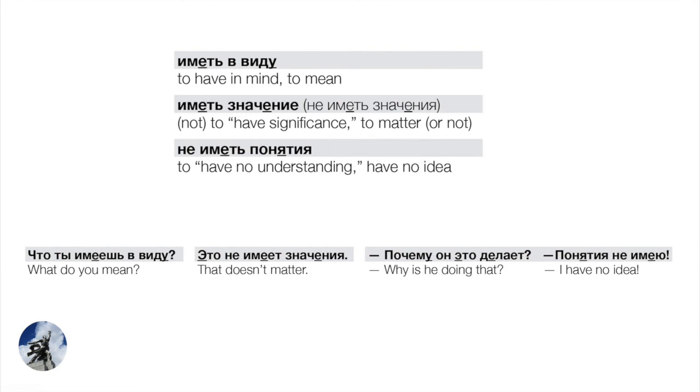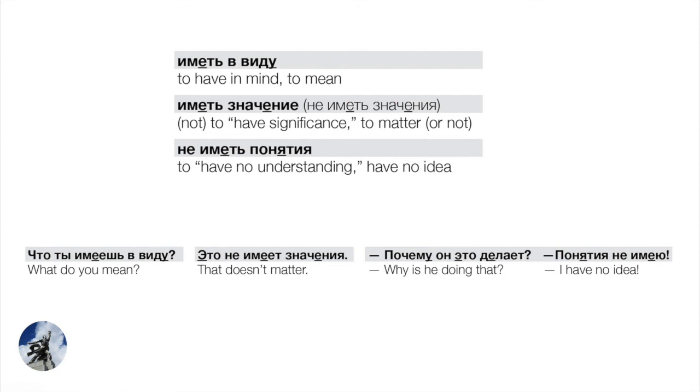Let's look over a few phrases and you'll get a sense of the ways in which иметь is used. Иметь в виду means to have in mind or to mean. What do you mean? That's иметь в виду. That's somewhat abstract or figurative. Иметь значение means to have significance, meaning to matter. Это имеет значение means it matters, versus не иметь значения. Note the slight shift after that negated verb, we get an object in the genitive. We'll talk more about that some other time. Не иметь понятия means to have no idea. A понятие is an idea.